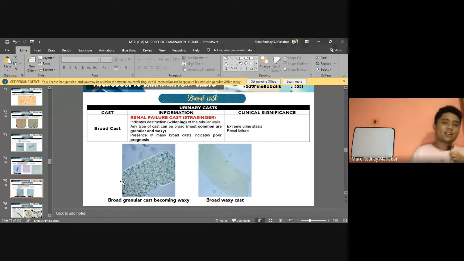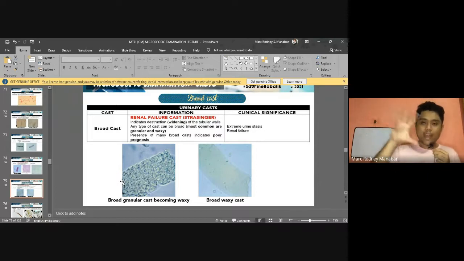Now this waxy cast, alright, can further progress if your tubular dilation intensifies and your tubules widen, which is seen in end-stage renal failure or kidney disease. Then of course, it can form the broad cast. And this is the renal failure cast of Strasinger. Oh no, what now, sir?